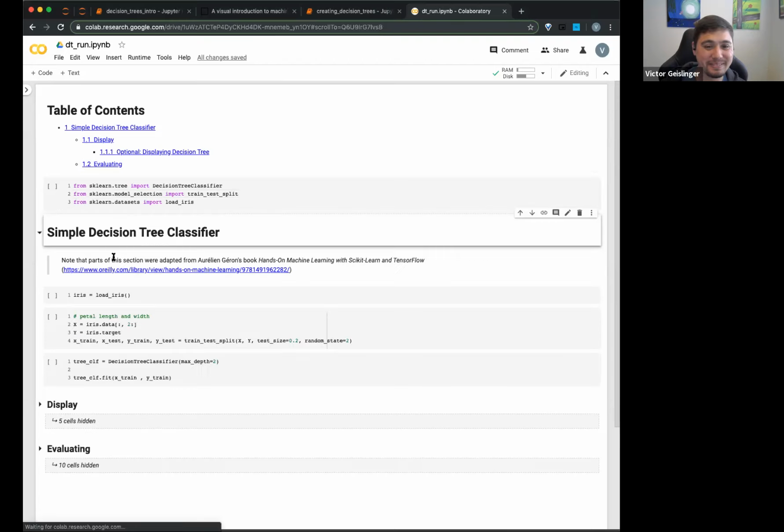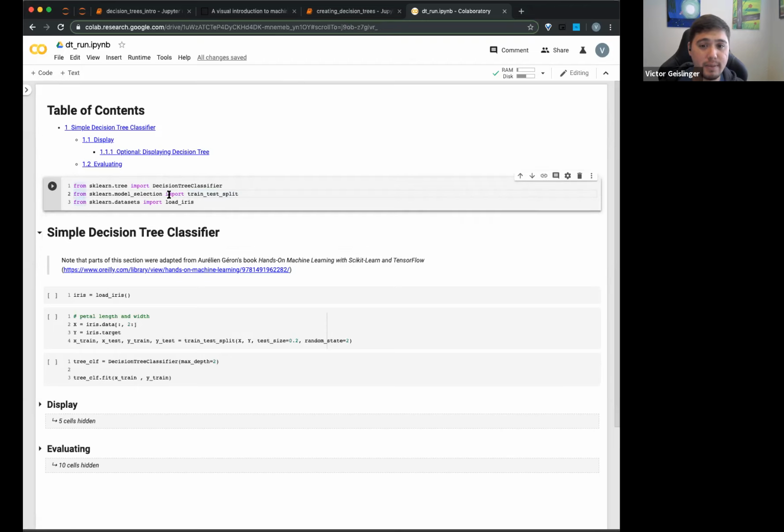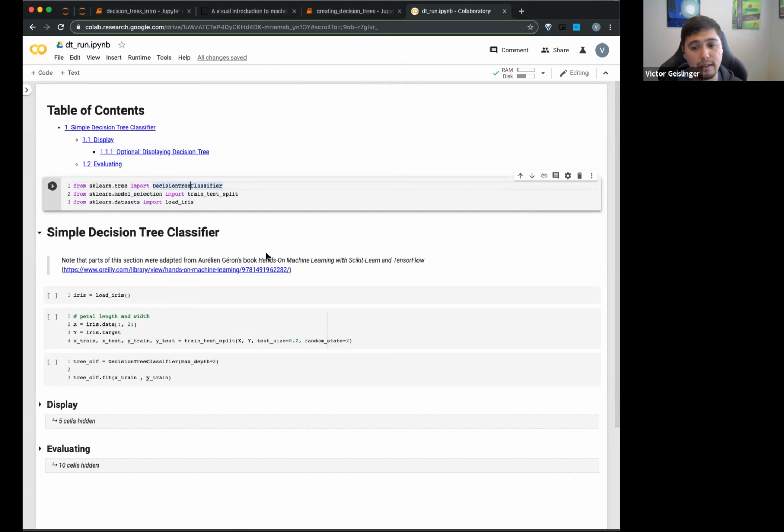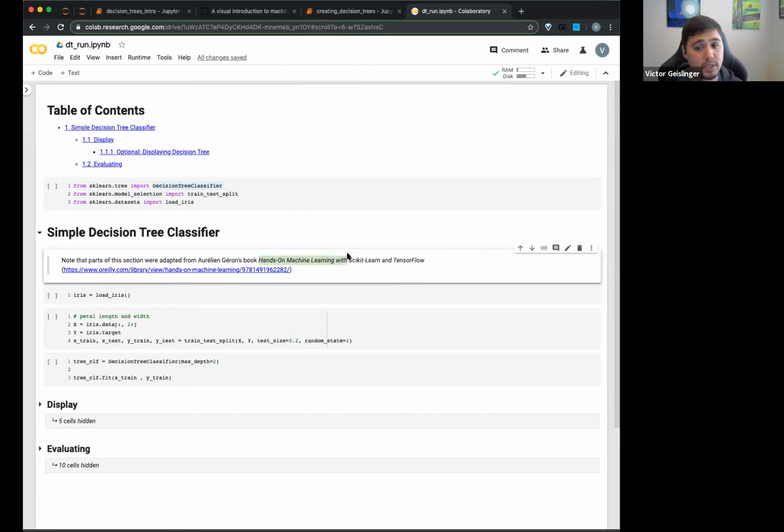But okay, just know that basically it's running on the cloud essentially. So I'm just going to run this one right here, which is my decision tree classifier. This is going to be a little mix of what you see in the curriculum and something else, the Hands-On Machine Learning with Scikit-Learn and TensorFlow textbook.